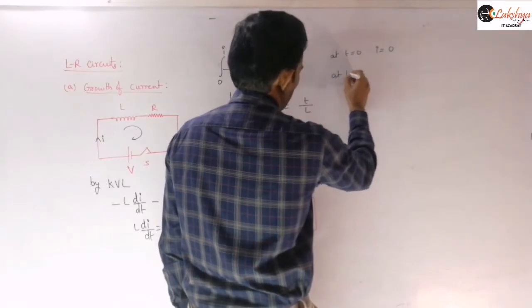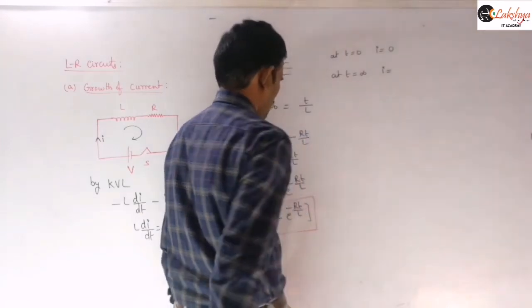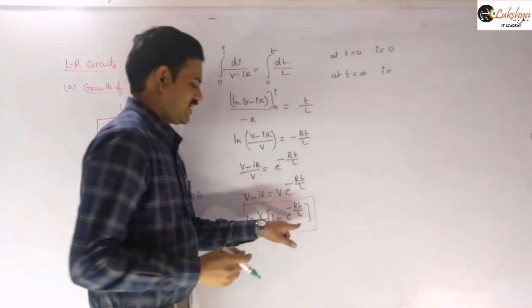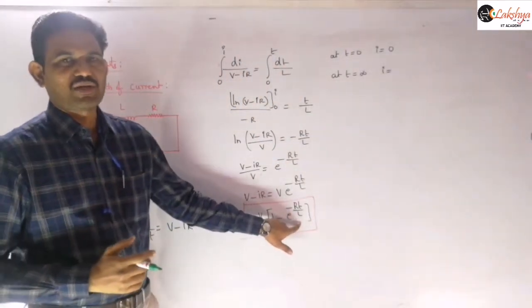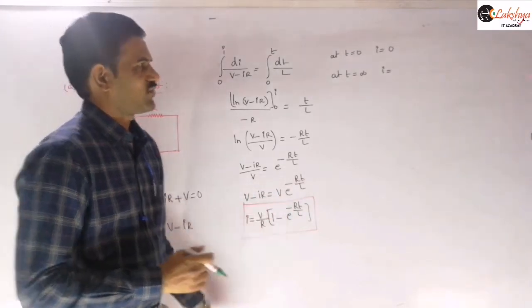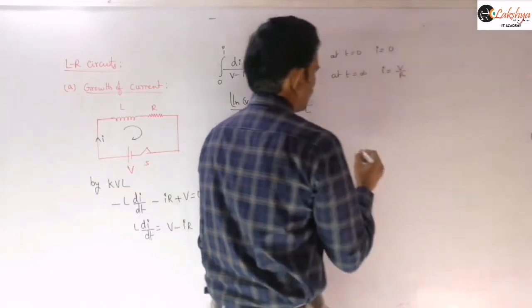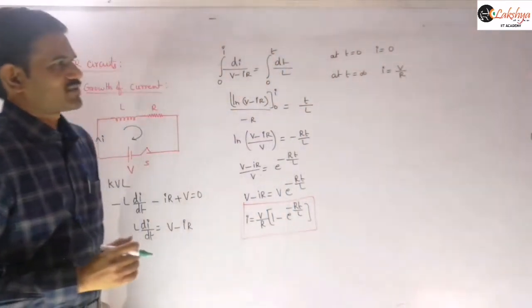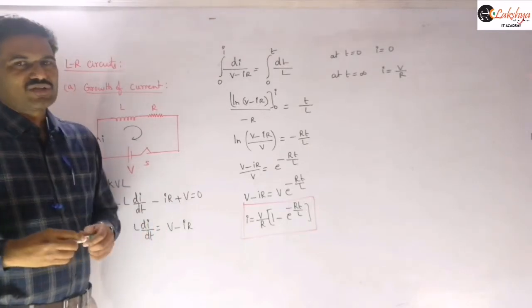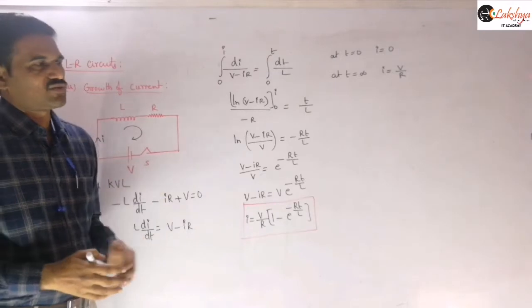And at t is equal to infinity, then I is equal to e power minus infinity. If you substitute here, then e power minus infinity you will get. E power minus infinity is nothing but 0, therefore I is equal to V by R you will get. So that is our expression here. That means current is initially 0, and after infinite time it becomes constant, which is V by R.